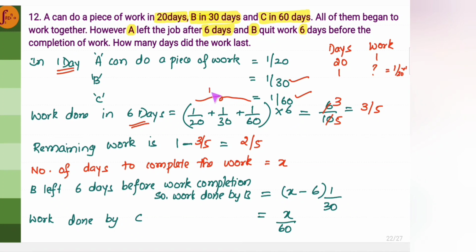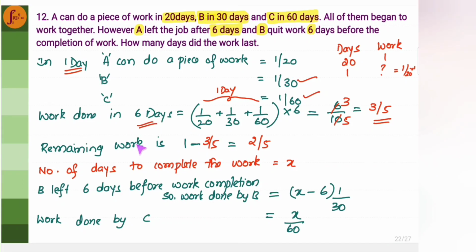This is the amount of work done for 1 day. Into 6, so for 6 days, it is 3/5. Now, what is the remaining work? We assume that work is 1. So 3/5 of the work is done. So what is left over? 1 minus 3/5, which is 2/5. This is the remaining work.